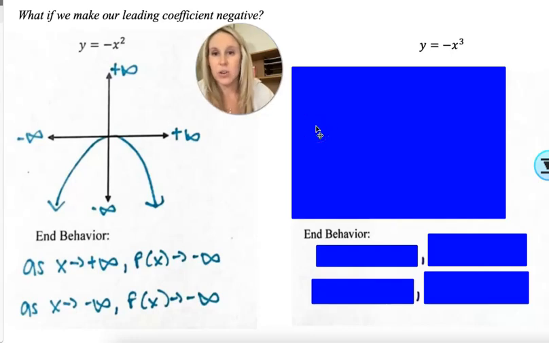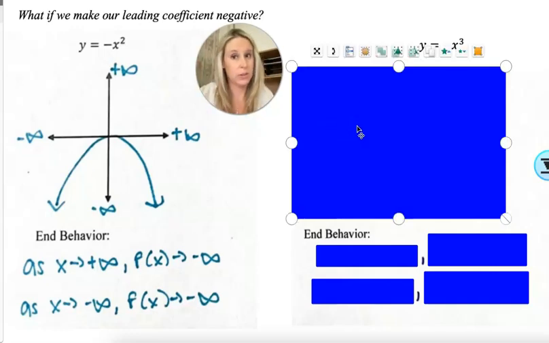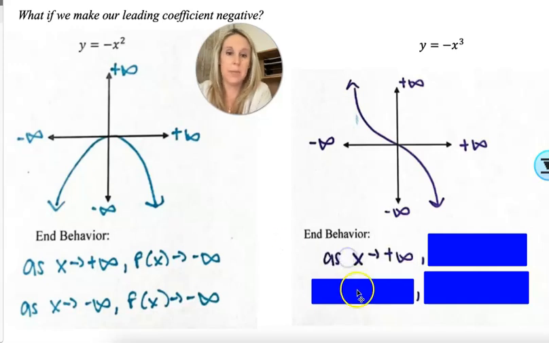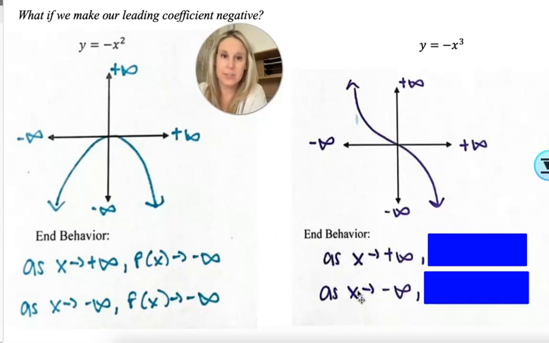Now, if you put a negative in front of a cubic, it's going to reflect over the x-axis and go down. So our snake will now snake down. And let's talk about the end behavior. I'm going to always start it off like this. Check the positive infinity, check the negative infinity.